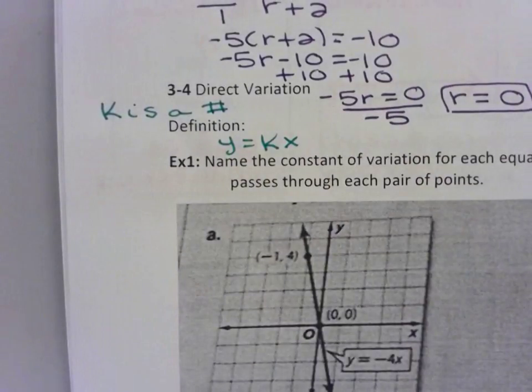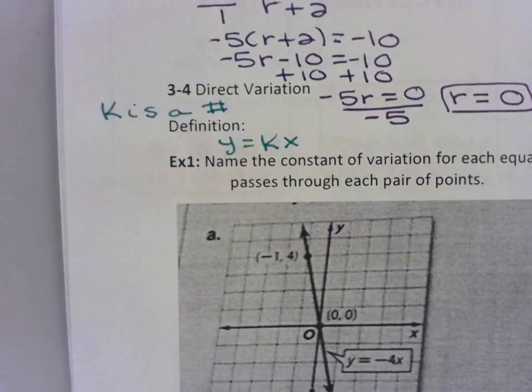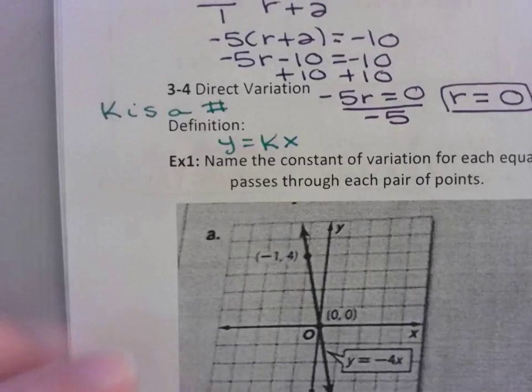So it might look like y equals 2x, or y equals negative 5x, or y equals 6x, or y equals 0.5x. It doesn't have to be a whole number. It can be a fraction or decimal. But k is just a number.